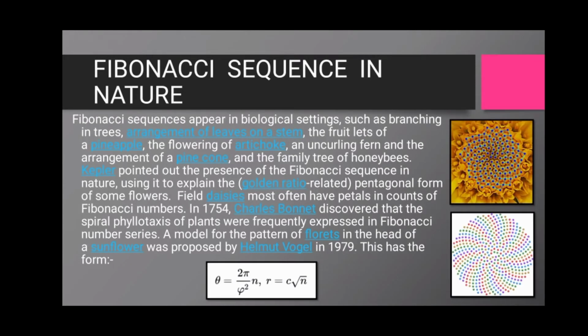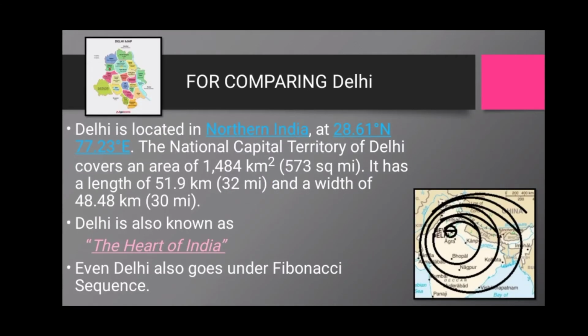Fibonacci sequence in nature. The Fibonacci sequence appears in biological settings such as branching in trees, arrangement of leaves on a stem, the uncurling fern, and the arrangement of a pine cone. Kepler pointed out the presence of the Fibonacci sequence in nature, using it to explain the golden ratio related pentagonal form of some flowers. In 1754, Charles Bonnet discovered the spiral phyllotaxis of some flower plants were frequently expressed in the Fibonacci sequence and number series.